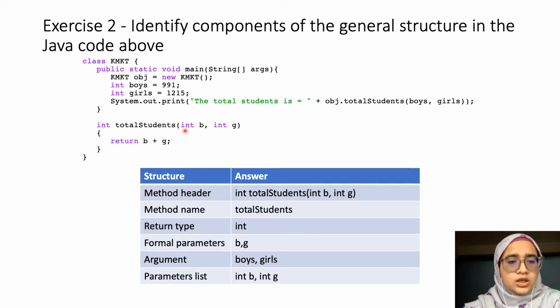So you have to take the data type as well lah, if it asks you about the parameter list. If it asks you about the formal parameters, you don't have to put data type.